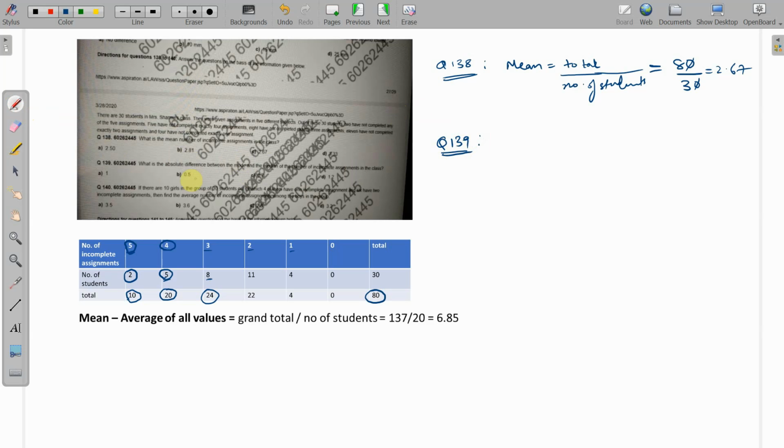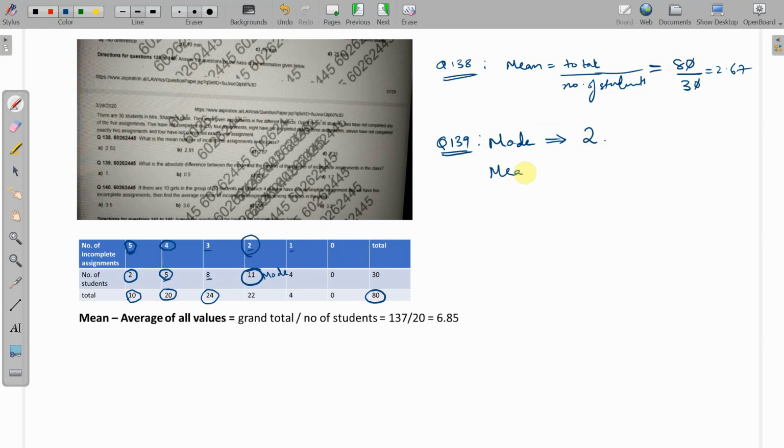Question 139 says, what is the absolute difference between the mode and the median of the number of incomplete assignments in the class? So what would be the mode of these readings? Mode of the readings would be the most frequent one. Out of all the readings, the reading which has happened most frequently is this one. So this is the mode of the readings. Mode is 2 incomplete assignments. So mode of all these readings is 2.